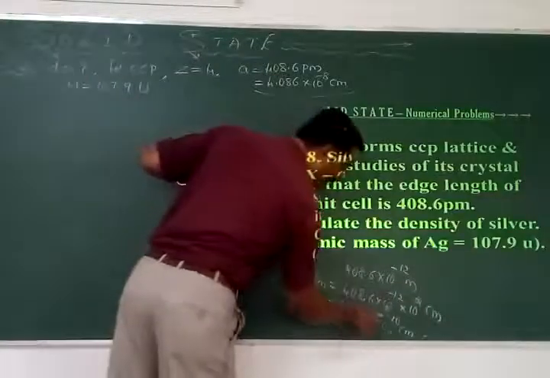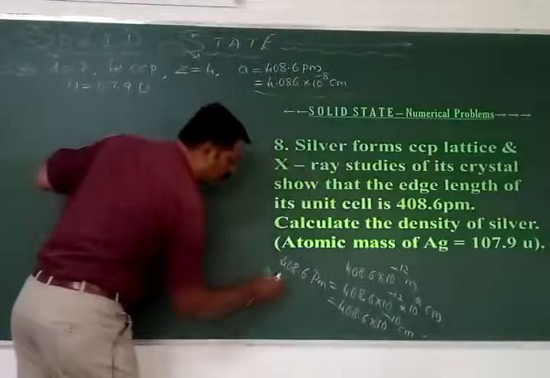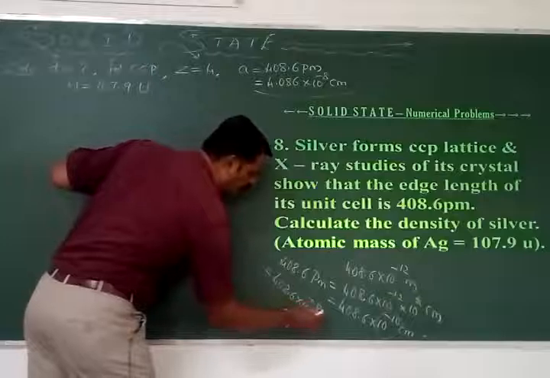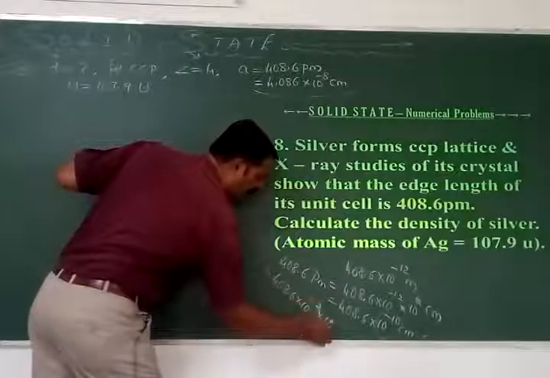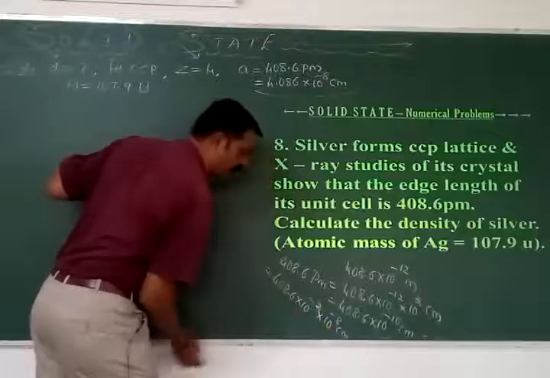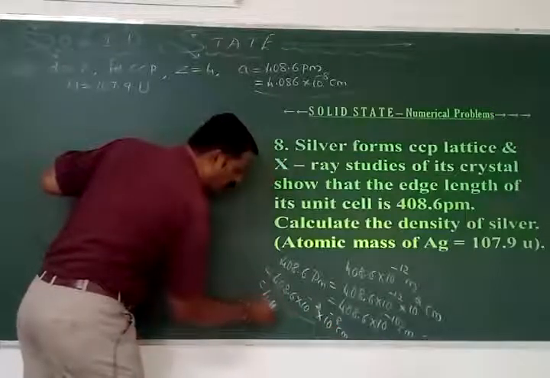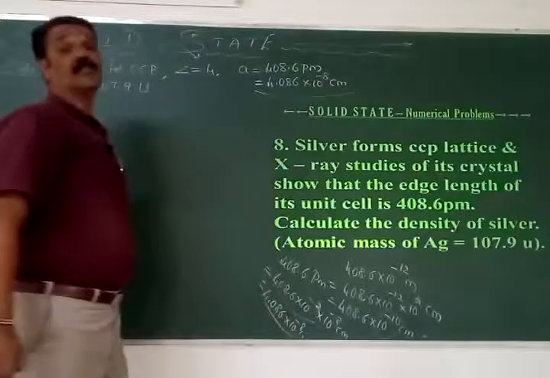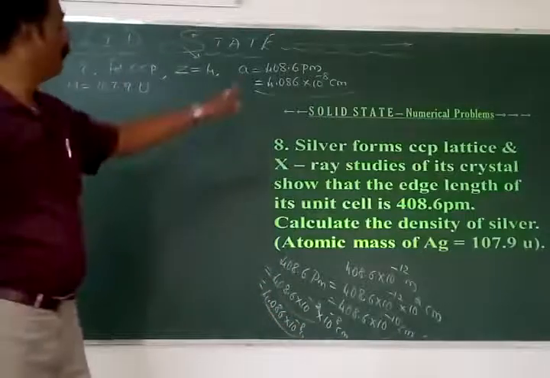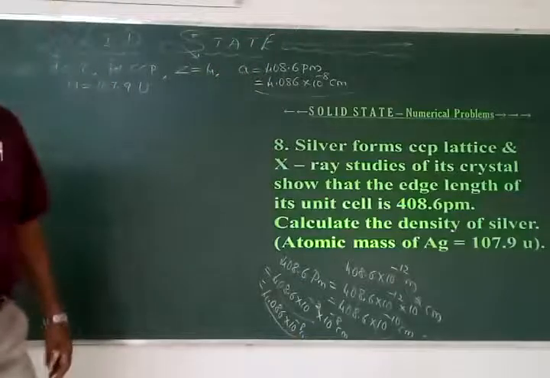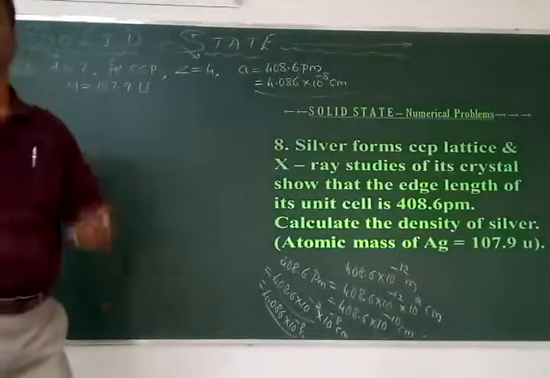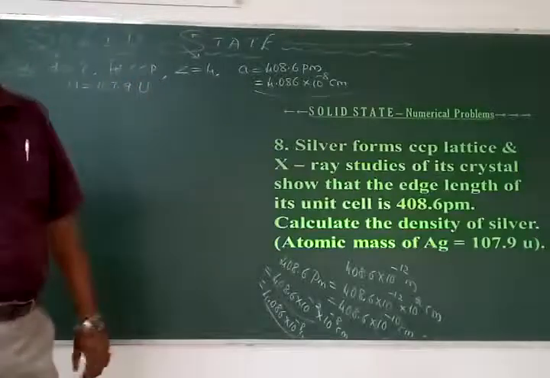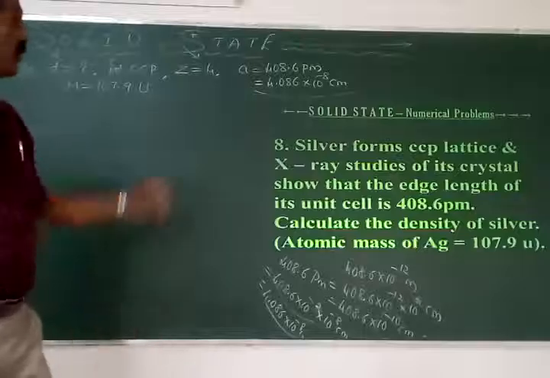So here 10 to the power of minus 10 can be split as 408.6 into 10 to the power of minus 2 into 10 to the power of minus 8 in terms of centimeter. If I make this one, it becomes 4.086 into 10 to the power of minus 8 in terms of centimeter. So as I have mentioned directly, if the given edge length is expressed in picometer, just shift the decimal places towards left 2 times, and then into 10 to the power of minus 8 in terms of centimeter.